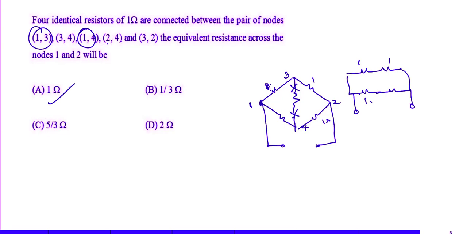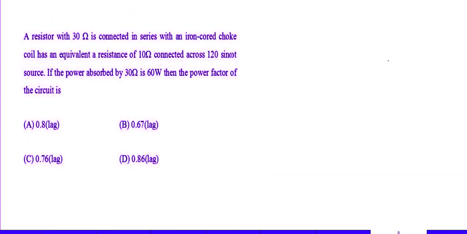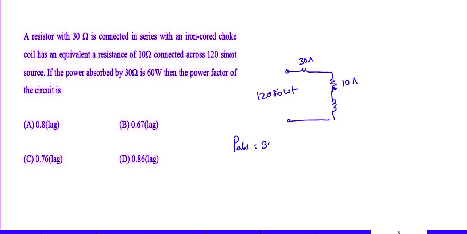Okay, next. Look at the question: a resistor of 30 ohms is connected in series with an iron choke. Iron choke means resistance and inductance. This iron choke has an equivalent resistance of 10 ohms and some inductance, and it is connected across a 120 sin omega t source. Power absorbed by the 30 ohms is 60 watts.